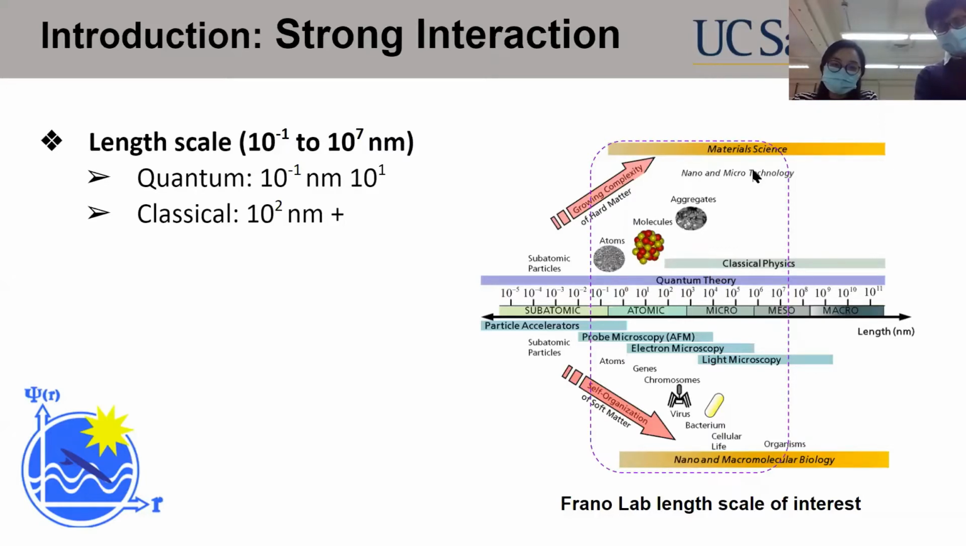So this is the right hand side. You see the length scale of interest marked by a dashed line, which falls in the atomic and micro region, so 10 to the power minus 1 nanometer to 10 to the power 7 nanometer roughly, which is the biggest sample size that we roughly always have. Everything quantum happens at small scales, and classical things start to happen from 10 to the power 2 nanometer and onwards, which is also pointed here.